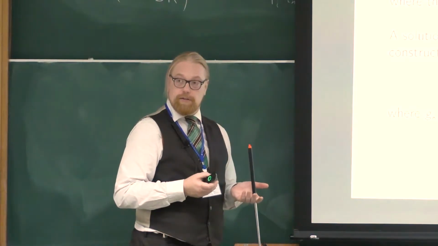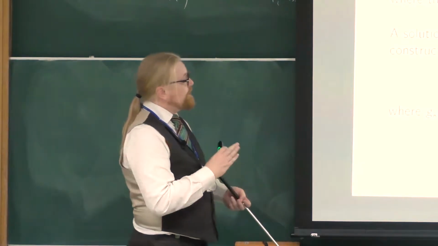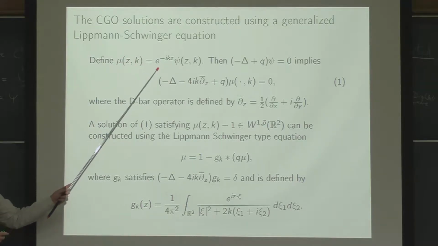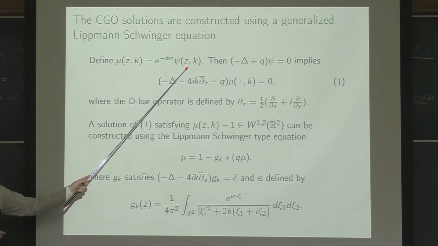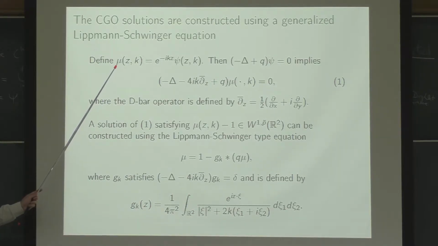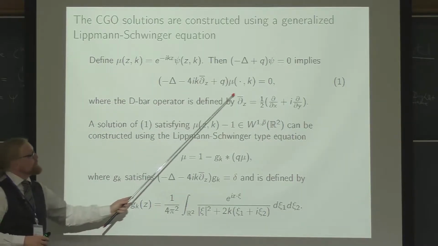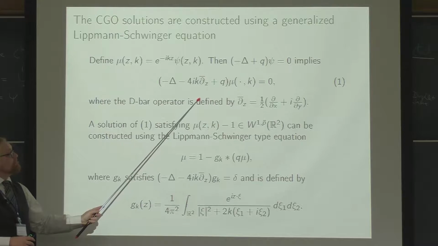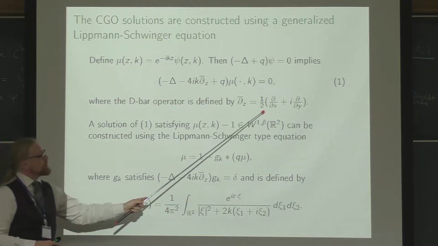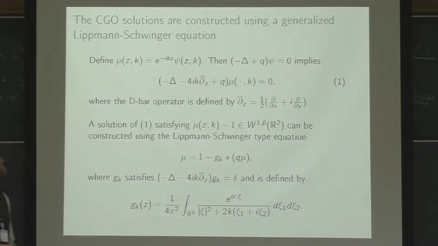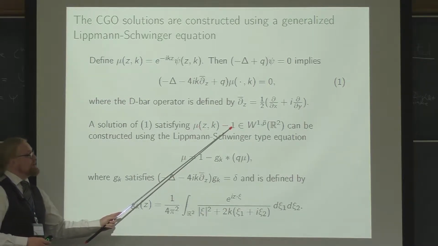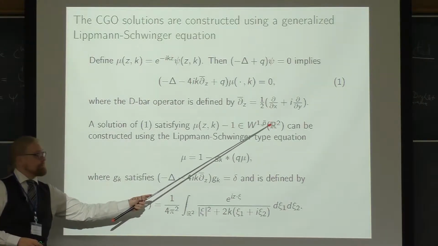Okay, how to construct such solutions? I follow here Nachman's technique. He gave a name to this e to the minus ikz times psi, which is a function somehow close to the constant function 1. Let's call it mu. And then we see that mu satisfies this PDE. Actually there is this first order extra term, and this d bar operator is this one. So mu satisfies that one, and mu minus 1 should belong to this Sobolev space.